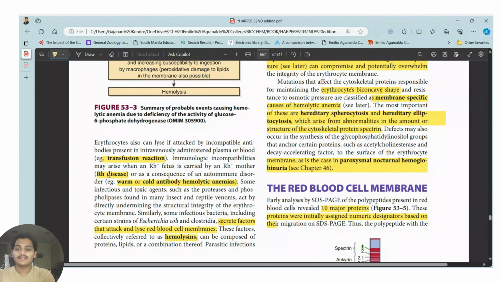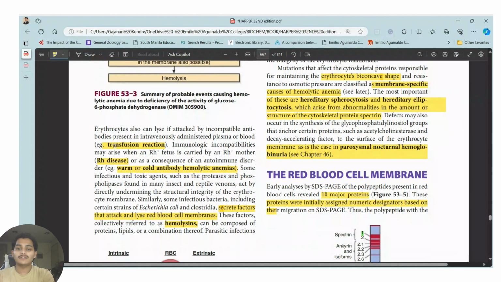Then what is Rh disease? Rh disease is a specific type of erythroblastosis fetalis, where the Rh positive fetus is carried by the Rh negative mother. What happens is the antibodies of the Rh negative mother cross the placenta and will destroy the red cells of the Rh positive fetus, and the fetus will be an anemic fetus. The consequence of this autoimmune disorder is the warm and cold antibody.